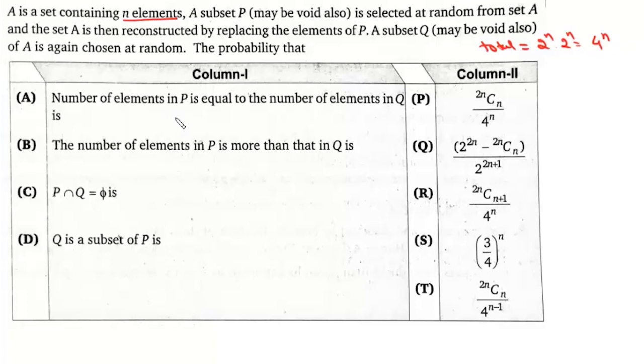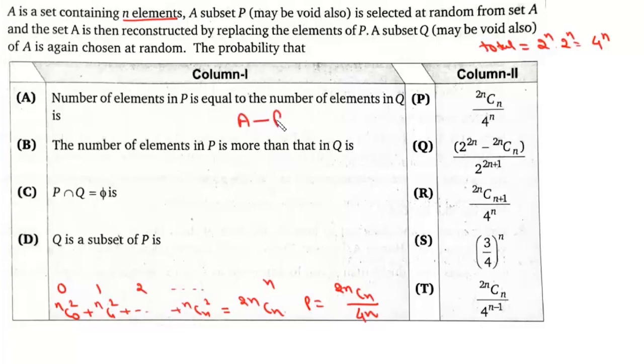Now this first case is the number of elements in P is equal to the number of elements in Q. Either both of them will have 0 elements or 1 element or 2 elements up to n elements. Now if they both have 0, then it will be nC0 square, both 1, nC1 square, up to nCn square. And from binomial, we know that this is nothing but 2nCn. So the required probability will be 2nCn divided by 4 to the power n, which is this option P. So this A matches with P.